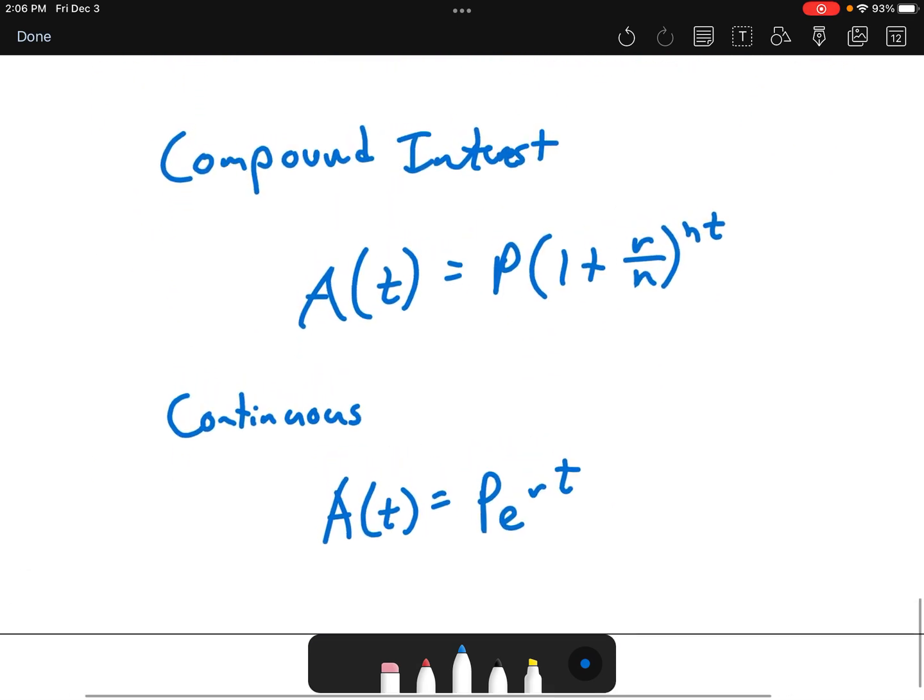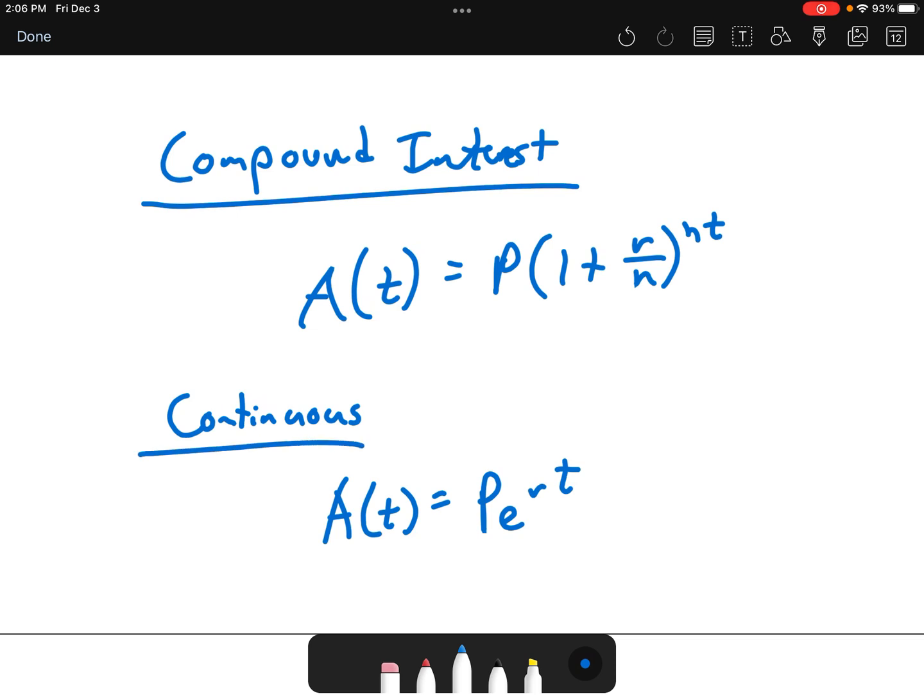Now, there are two more formulas I want you to write down today. Compound interest and continuous compounding. I think you know both. I'm just making sure you get those written down because they will be part of your assignment today.